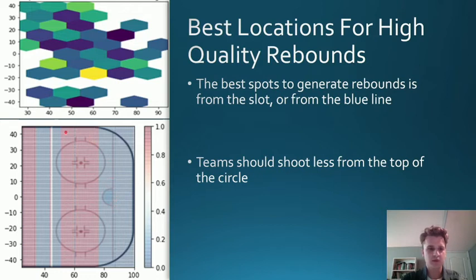So to sum it up, if teams want to generate these high quality rebounds, they should shoot from the areas in the slot and inside the circles, as well as shots from the point.